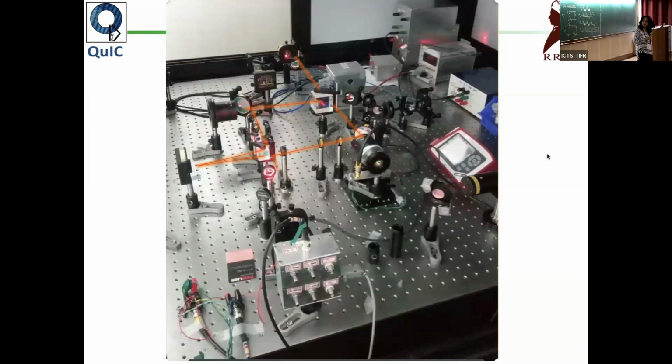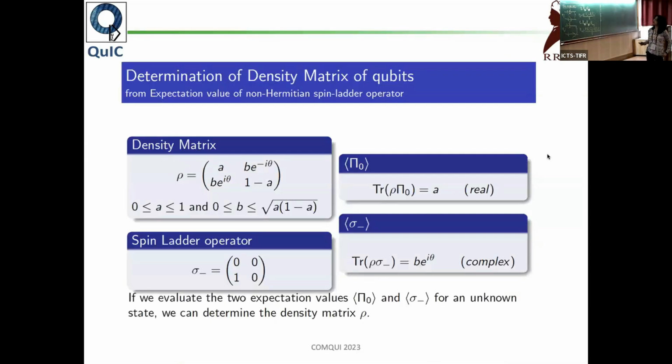So this is the experimental setup. I'll skip that. The general idea is that this is your density matrix, and if you can measure these expectation values, then in principle, you can measure the density matrix rho. But one of the things you may notice if you are observing carefully is that we need to measure the expectation value of this operator, and this is a non-Hermitian operator. So that brings us to this question: how do you do something like that in the lab?